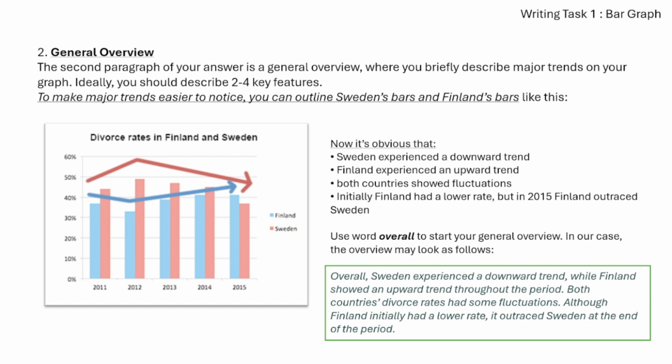For example, Sweden shows a downward trend, it goes down. Finland shows an upward trend, it goes up. Both countries have some changes, fluctuations. Finland becomes higher at the end. So, the overview is like a summary of the whole chart. No details, just main ideas.